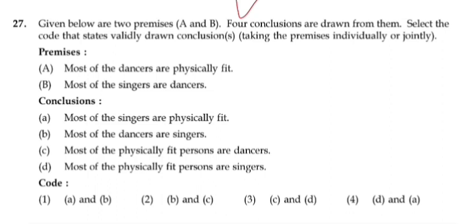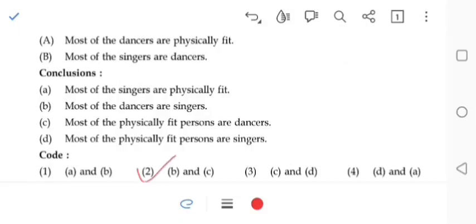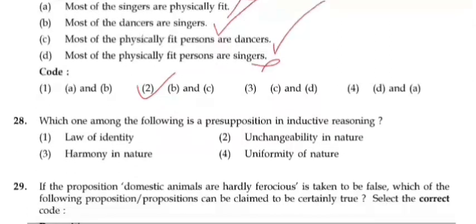A, B; B, C; C, D; D, A. So it will be number 2. That means B and C are correct. B was most of the dancers are singers, and then C, most of the physically fit persons are dancers. A and D will not be our correct answer.